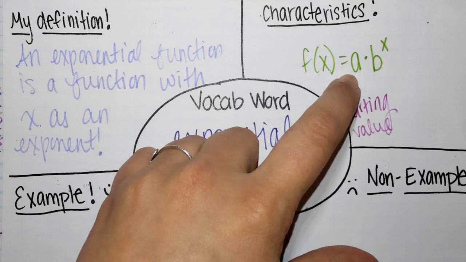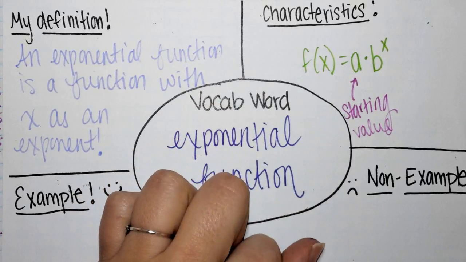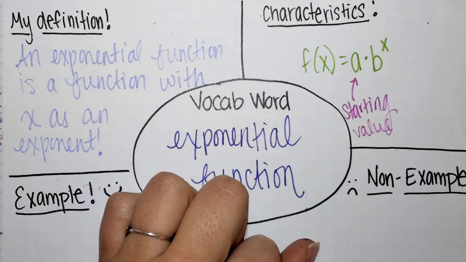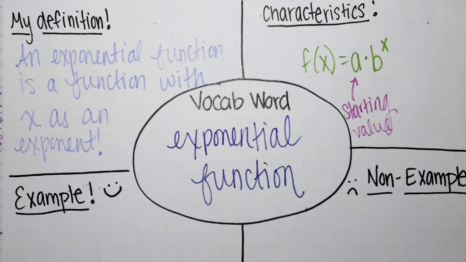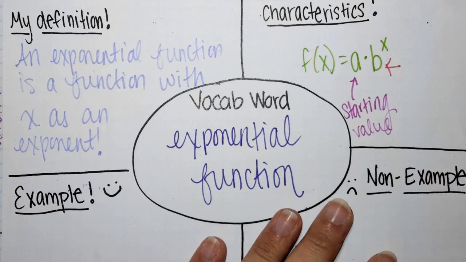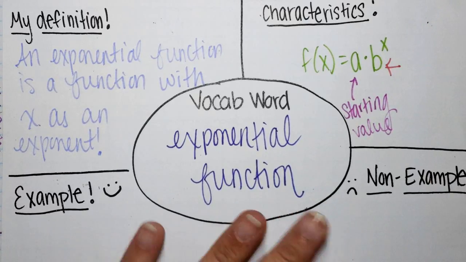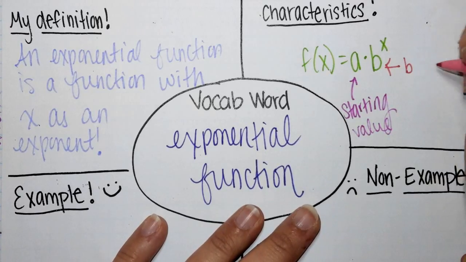Alright, so this is our starting value. So if we start at 1, what's A? 1. If we start at 4, what's our starting value? 4. If we start at 75, what's our starting value? If we start at Oreos, what's our starting value? All right. Now B is our base.